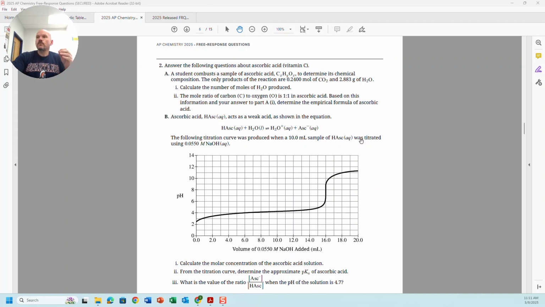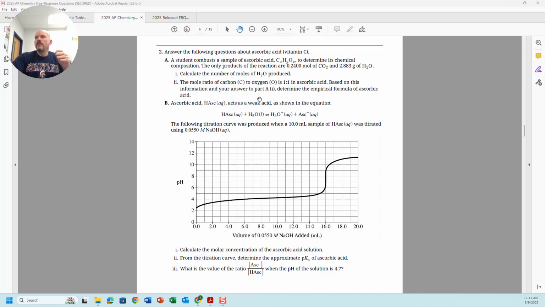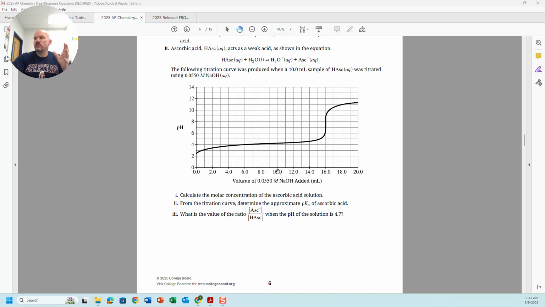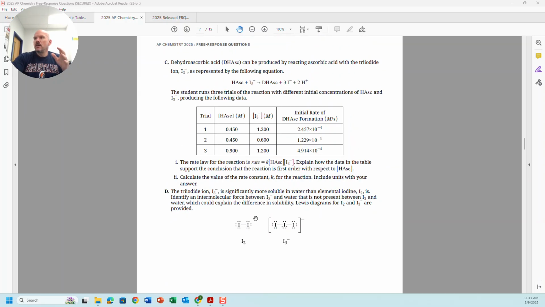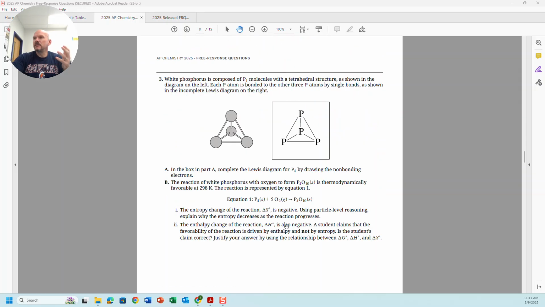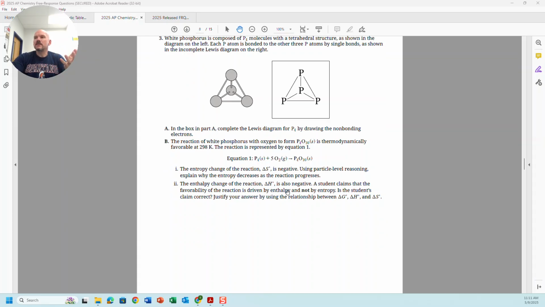So question 2 kind of starts off with a combustion analysis. Then we go into acid-base titration, a little bit of buffer knowledge. Then it goes into kinetics. Then it goes into intermolecular forces, atomic molecular structure, and then thermodynamics.